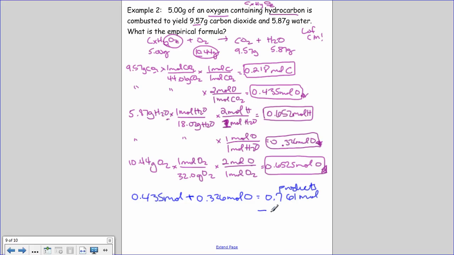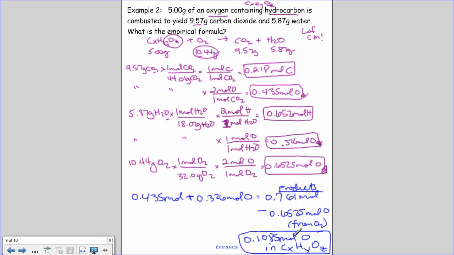If we minus the 0.6525 moles of oxygen from O2, then we're going to get some leftover oxygen, which is 0.1085 moles of oxygen in the hydrocarbon. Okay, so in the products we should have all oxygen from every source of oxygen in the reactants. We minus out the O2 oxygen that we found from the 10.44 grams, and we get this leftover oxygen right here. Now, this is the number that we are going to use when we talk about the empirical formula.